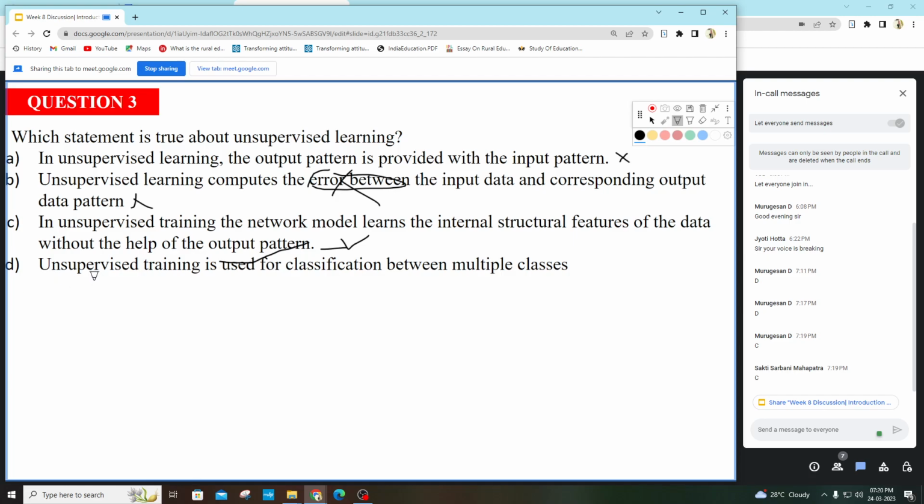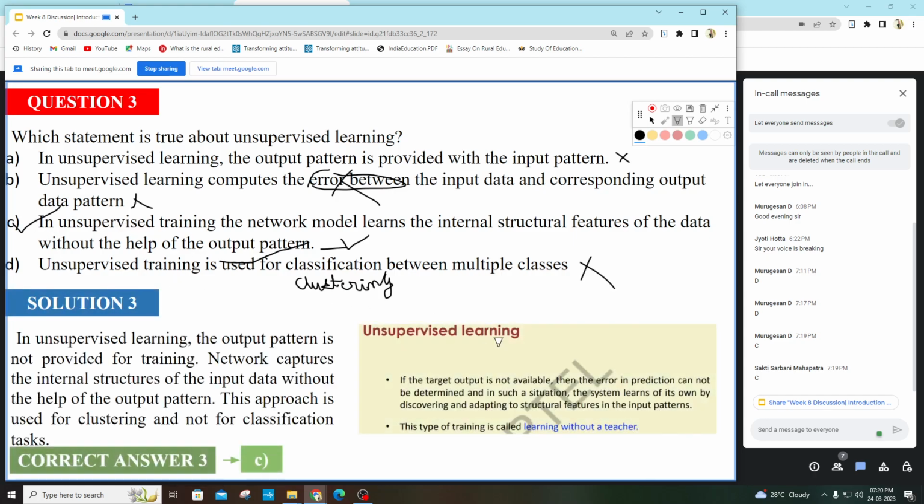Now D also we need to check. Unsupervised training is used for classification between multiple classes. Not exactly classification. If it was written clustering, that would be true. Clustering, or you can say grouping of different patterns of data, that is true. But as it is written classification, you cannot do classification; you can just do clustering, that is, you can put similar data in one group. Similarly you can put other similar data in another group, so that is also false. So option C is your correct answer. Okay, so is this clear?